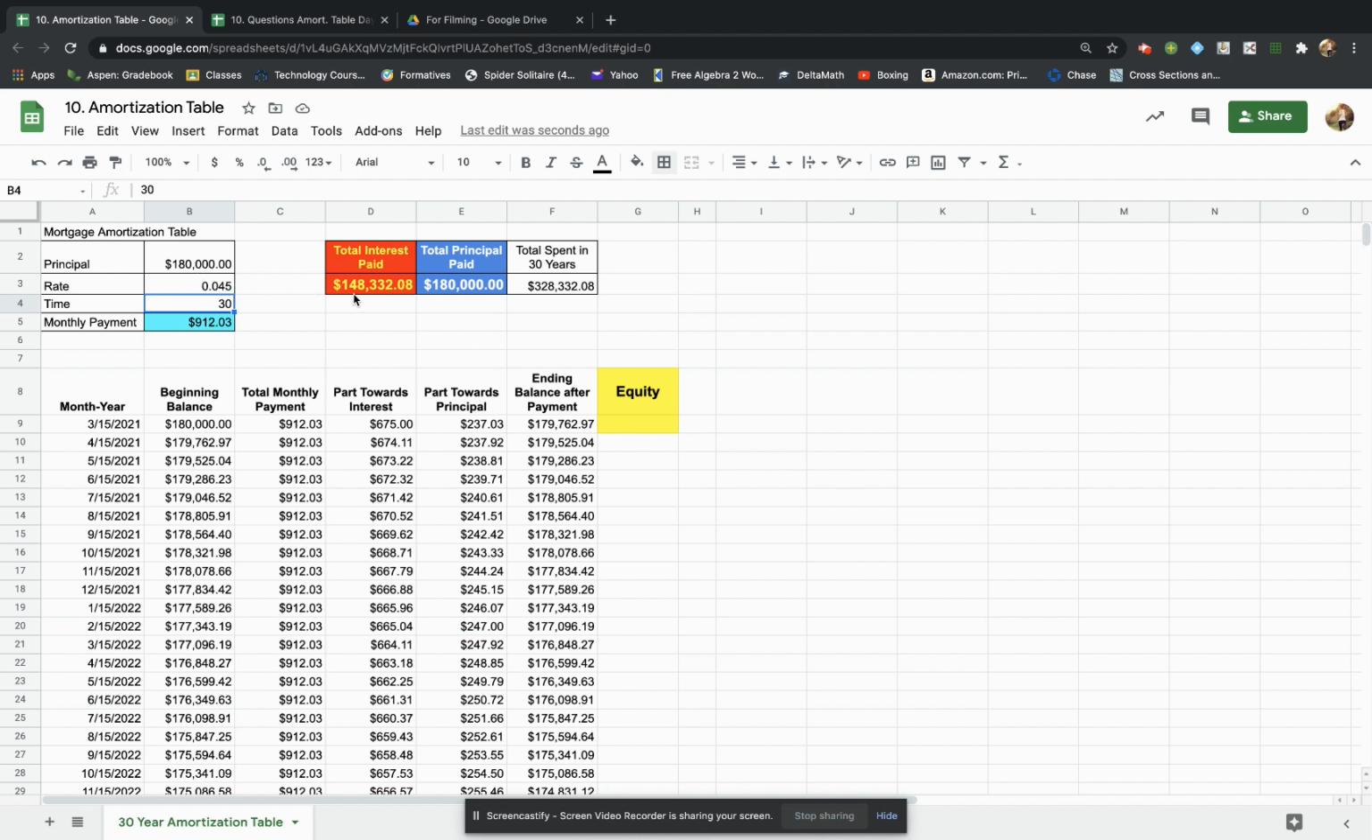And not only does your interest go up, but your monthly payment also goes up. From $771 to $912, about a $150 difference per month for 30 years. So that's huge. This interest rate is big when it comes time for shopping for houses. You want to find the lowest one possible.